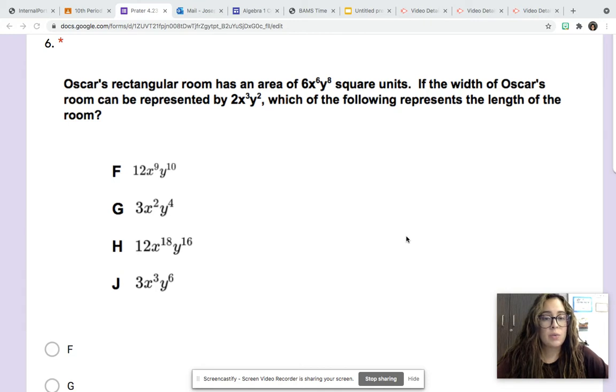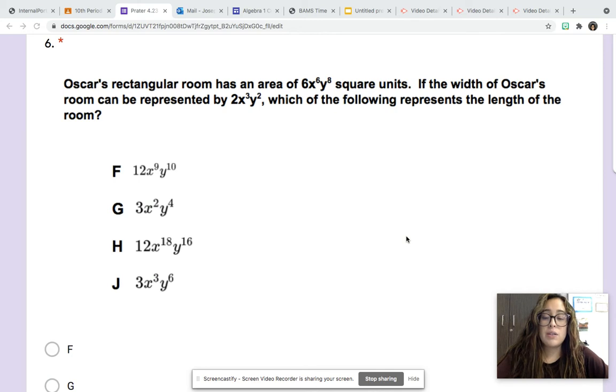Oscar's rectangular room has an area of 6x raised to the 6th power times y raised to the 8th power square units. If the width of Oscar's room can be represented by 2x raised to the 3rd power y raised to the 2nd power, which of the following represents the length of the room?